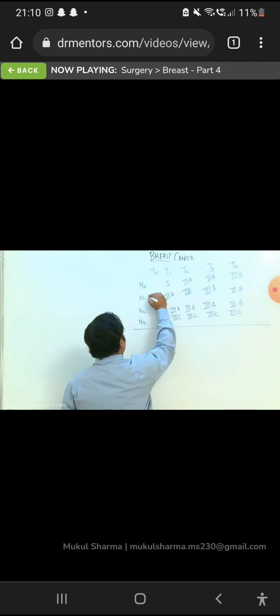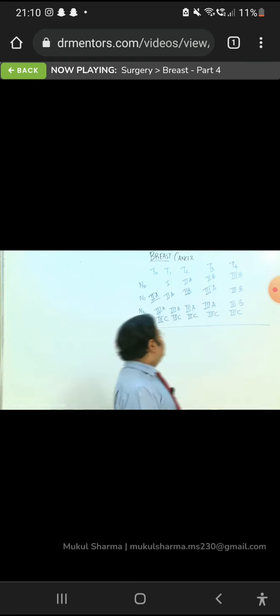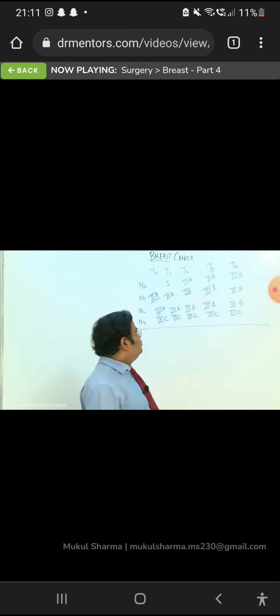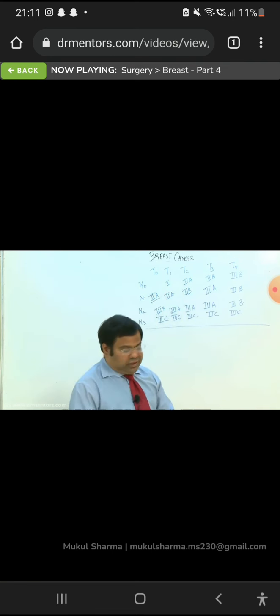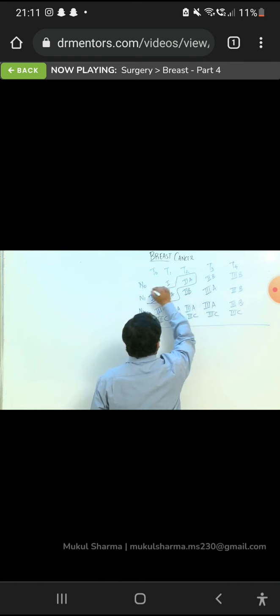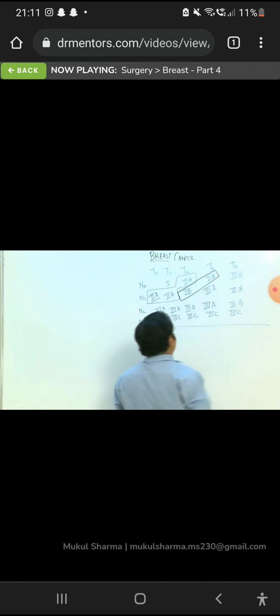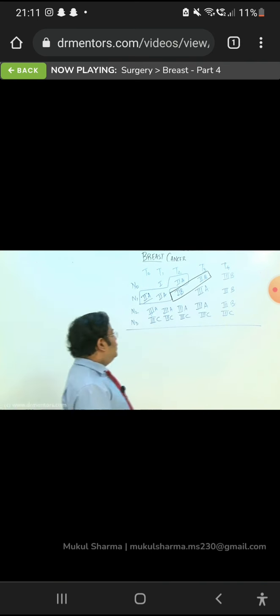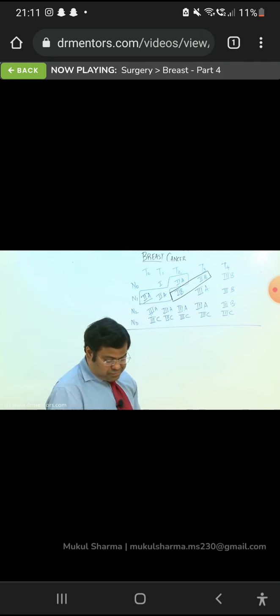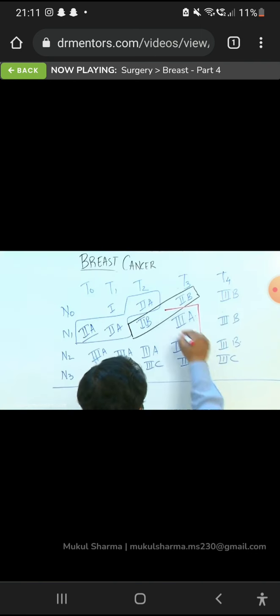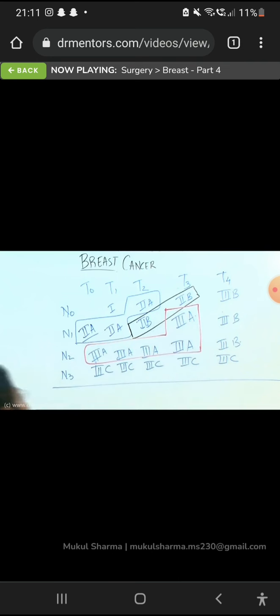If it is T1N0, we call it as stage 1. If it is T2N0, or if it is T0N1 or T1N1, then we call it as 2A. Instead, if it is T3N0 or T2N1, then we call it as 2B. This is 3A, that is T3N1, or T0, T1, T2, T3 with N2. This is 3A.